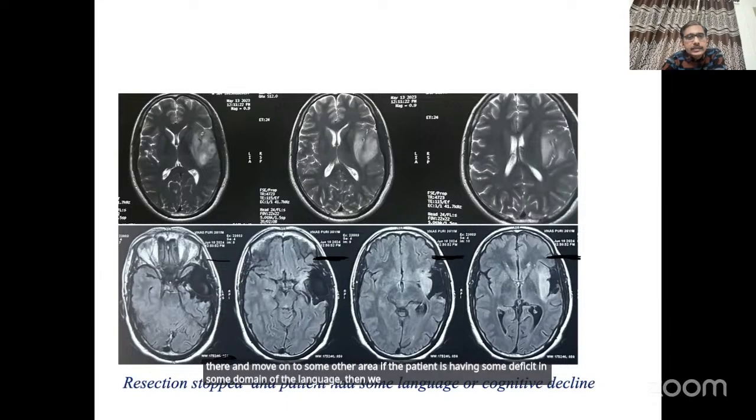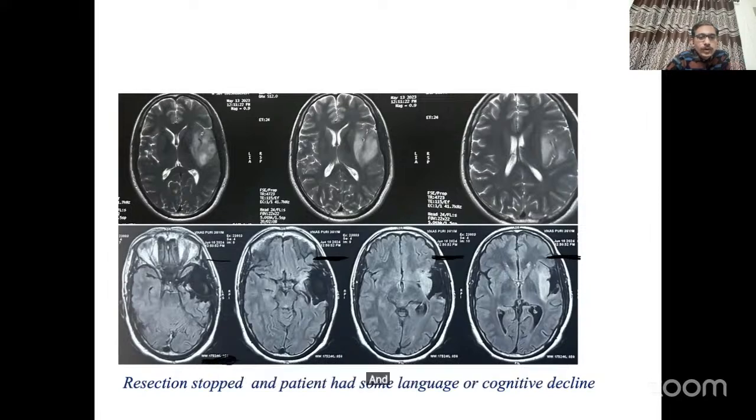In this case, the patient was a school teacher, so he was very anxious that all the domains of language, calculation, and naming had to be intact. So we were very cautious going posteriorly, and as we went towards the ventromedial area, where the IFOF was lying, we elicited some semantic error, and then we stopped. In the postoperative period, we found that some residue was still remaining, and the patient is under follow-up almost 3 years after surgery.